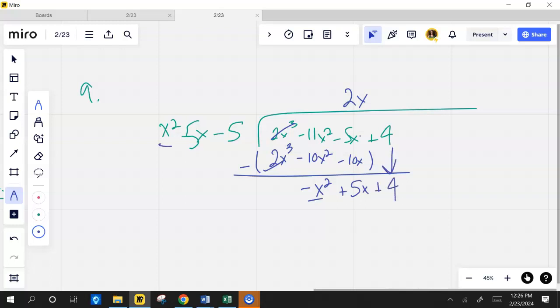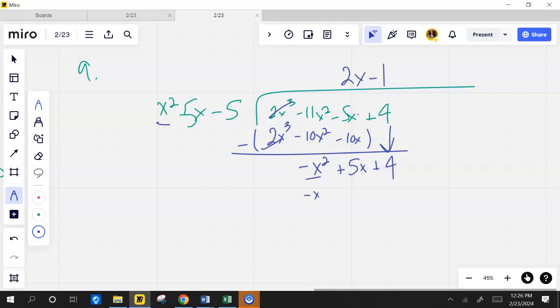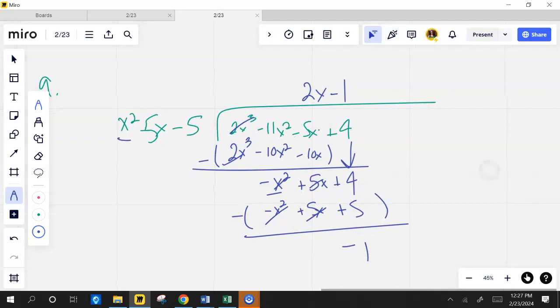What do I multiply to get negative x squared? Negative 1. Multiply through, I get negative x squared plus 5x plus 5. I'm subtracting all of these. These first two cancel out. I've got 4 minus 5, which is negative 1. Leaves me with a remainder of negative 1. You can either say plus negative 1 over that, or you can say minus 1 over x squared minus 5x minus 5. Either way, that or that would work.